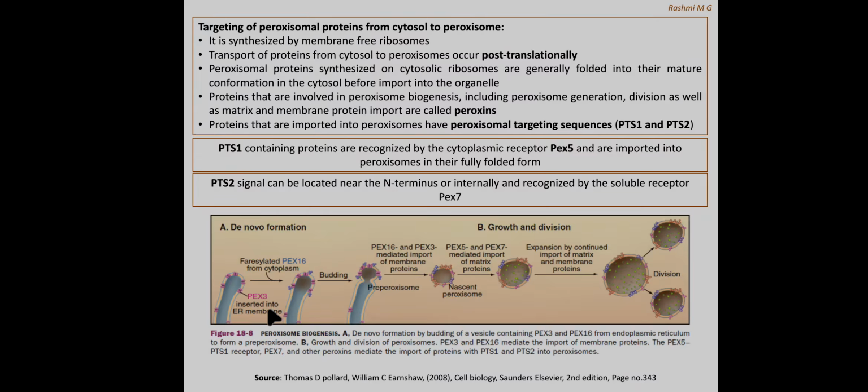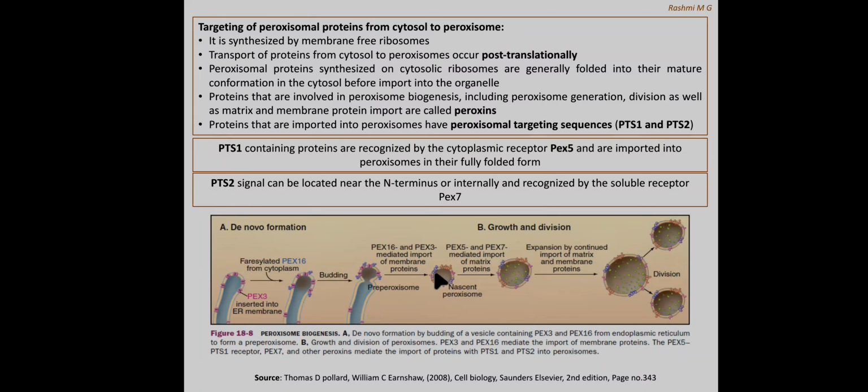See here, the PEX3 is a receptor inserted into the ER membrane. Phosphorylated PEX16 from the cytoplasm helps in the budding off of the pre-peroxisome. Then PEX16 and PEX3 mediate the import of membrane protein. PEX5 and PEX7 mediate the import of matrix protein.